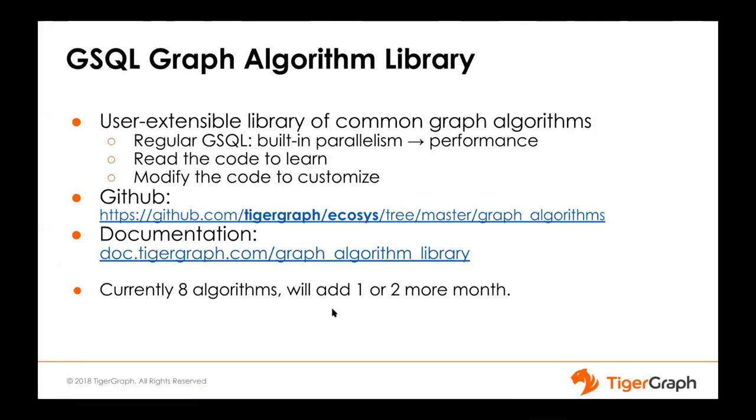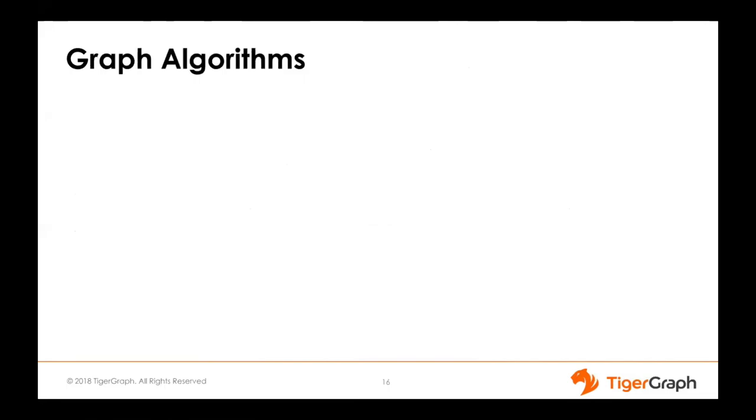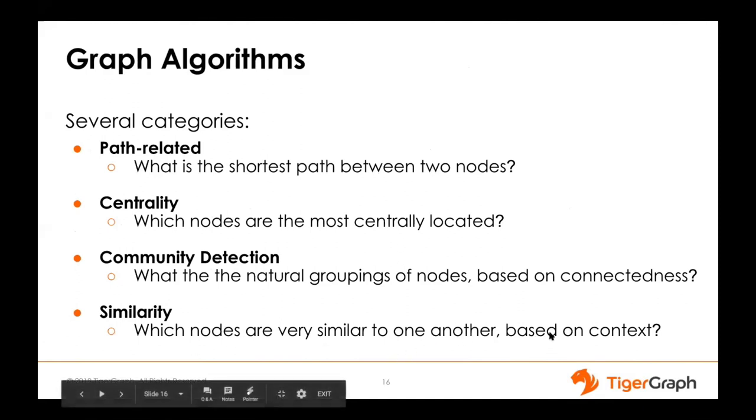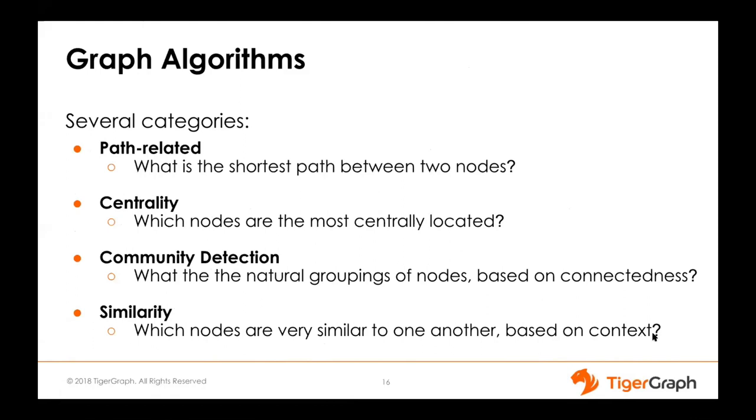We currently have 8 algorithms. It's a small start, but we'll be adding 1 or 2 every month, so pretty soon we'll have 20 or more. And what it contains are really classic graph algorithms. Some are related to finding shortest paths. Some are related to finding centrality, which this PageRank is considered one type of. Some are for figuring out the communities within a graph, what are the natural groupings. And similarity: which nodes are similar to others based on their attribute values and their connections, which ones would reside in similar neighborhoods. So it's a recursive definition.